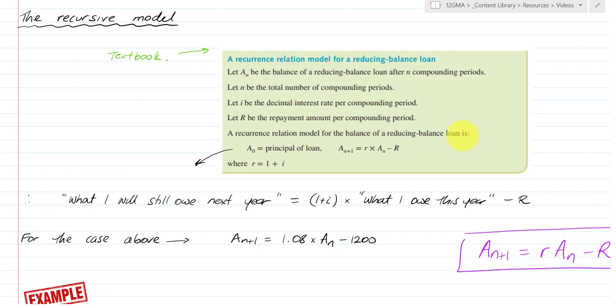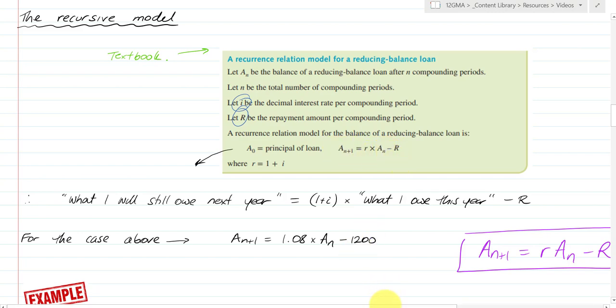So the textbook gives us this, and I'm going to talk through it. Basically, the recursive model, if you look at the spreadsheet from last lesson, is what I will still owe next year is equal to what I owe this year, times the rate, which is 1 plus I, minus R, my repayment. R is the repayment, based on the compounding period, whatever that is. I is the decimal interest rate per compounding period. So if it's monthly, you have to divide a yearly rate by 12. And N is the number of compounding periods, but that's just to do with A_N.